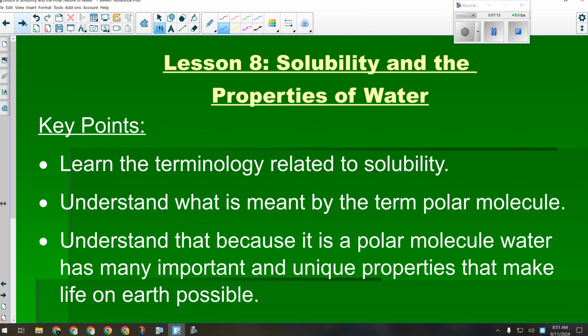We have to learn the terminology related to solubility: solute, solvent, that kind of stuff. We have to know what is meant by the term polar molecule. That has to do with why water is the exception to every single rule about chemistry. So we'll talk about that, and understand that because it is a polar molecule, water has many important and unique properties that make life on Earth possible. It just behaves differently. All right, questions so far?